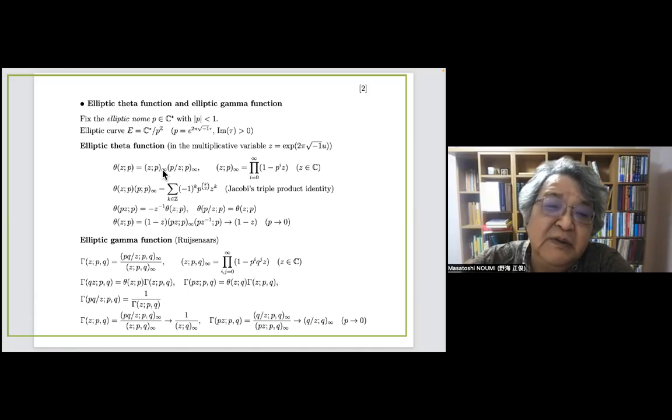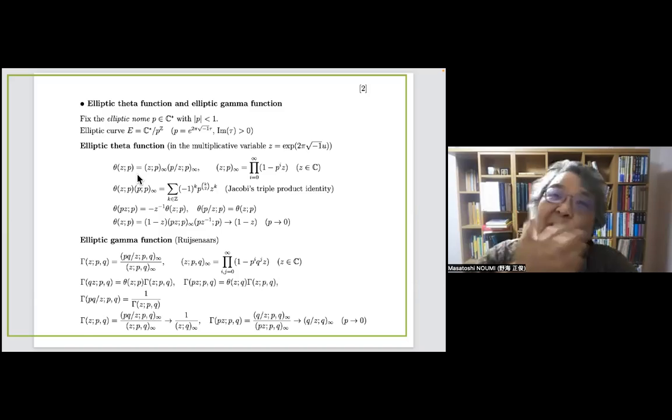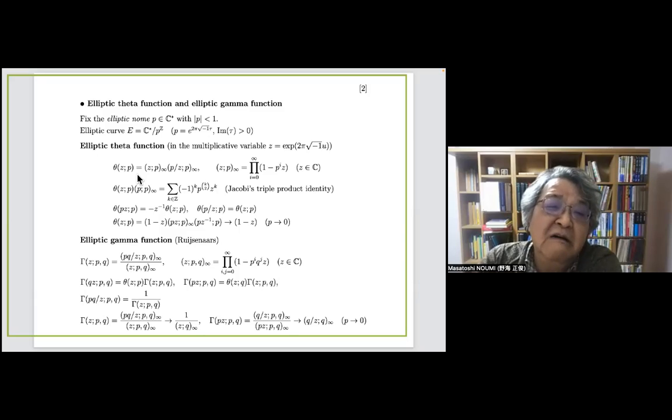And by combining two of these p-shifted factorials, with the argument z and p over z, I denote this function by the symbol theta of z; p. This is the multiplicative notation of the Jacobi theta function. This is up to some power function of z equivalent to the odd theta function of Jacobi. For Jacobi theta functions, there is only one odd function. If you multiply z to the power minus half to this theta, then it is essentially the odd theta function of Jacobi.